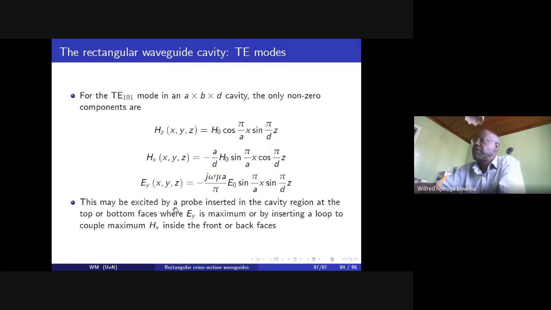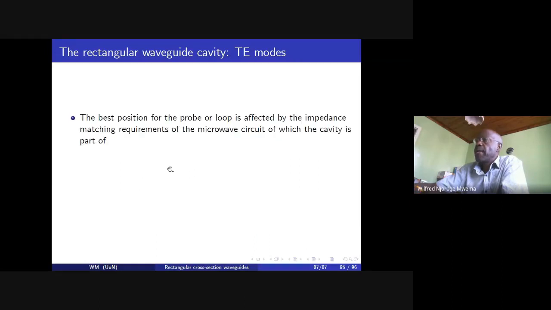We just have an Hx, an Hz, and an Ey. Okay, and this may be excited by inserting a probe in the cavity region at the top or the bottom faces where the Ey is going to be maximum, or by inserting a current loop to couple the maximum Hx inside the front or the back faces. So the best position for the probe or the loop will be affected by the impedance matching requirements of the microwave circuit where you are going to use the cavity.